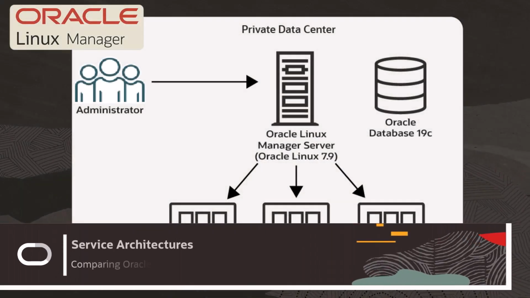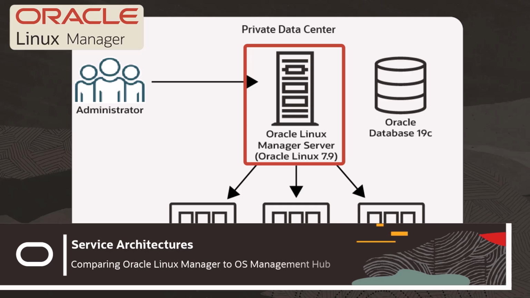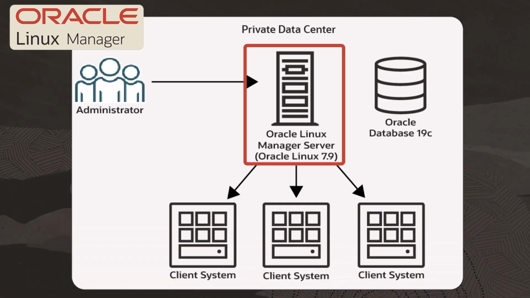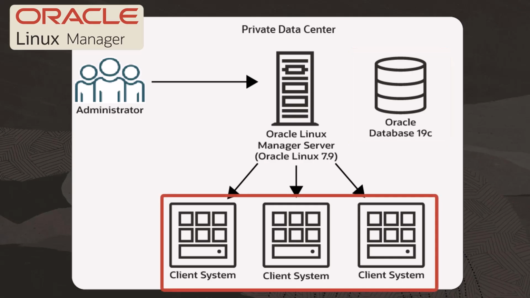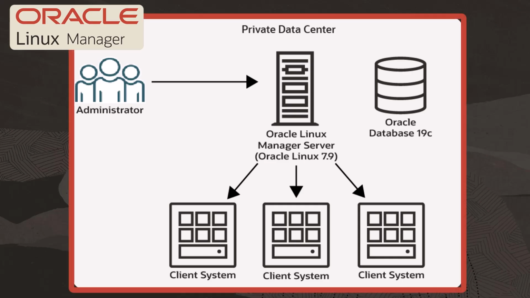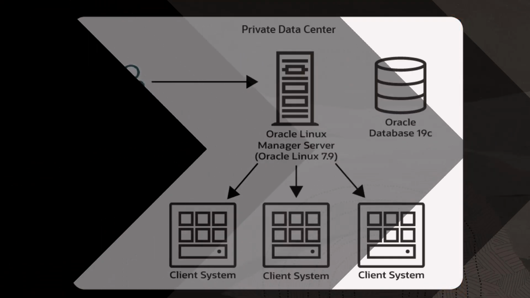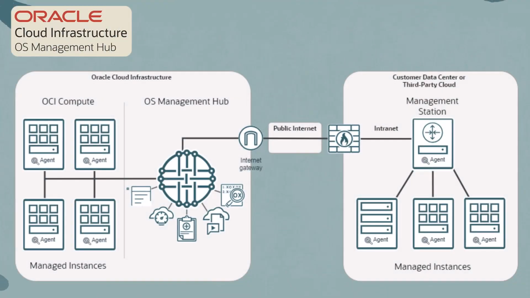Oracle Linux Manager's basic architecture includes a server running Oracle Linux 7.9, a database running Oracle Database Enterprise Edition 19c, and the managed systems. If the server does not reside in the private data center with the managed systems, then a proxy is required. OS Management Hub provides a simplified architecture with a management station that resides in the same private data center as the managed instances.